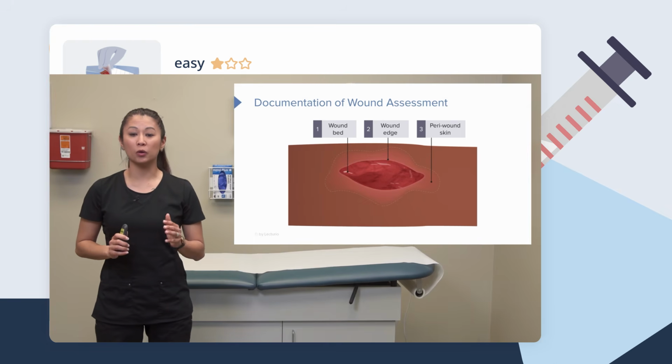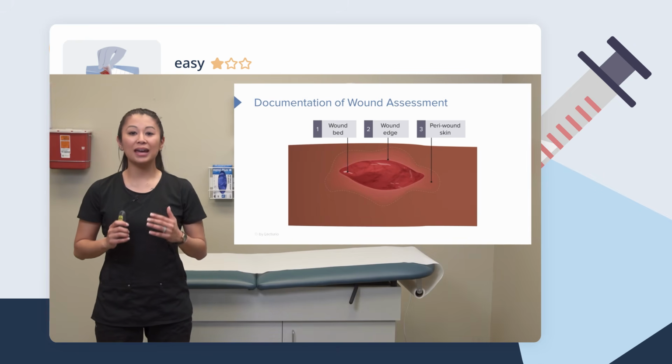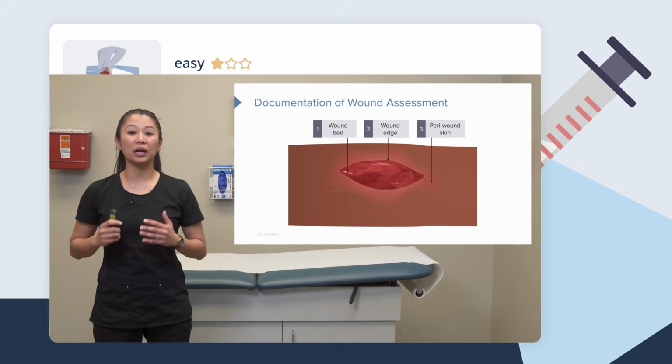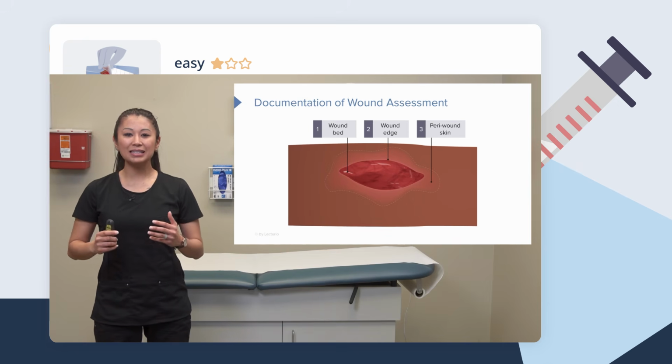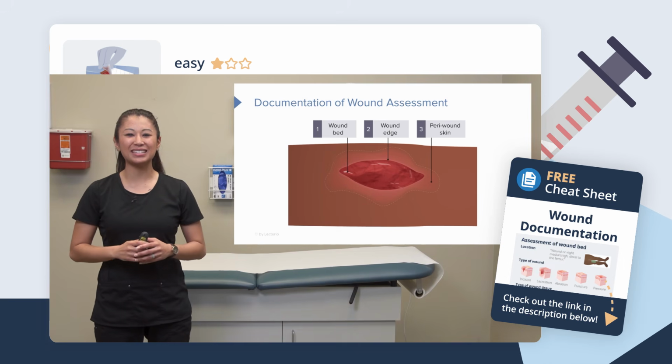So the wound bed, of course, is the piece that's actually the inside part of the wound, and the edge, believe it or not, is important for us to monitor and document as well. Now, if you remember, this is kind of a funny word, but it's called peri-wound skin. This is the skin that's surrounding the wound, and it's important for us to document the integrity of that.